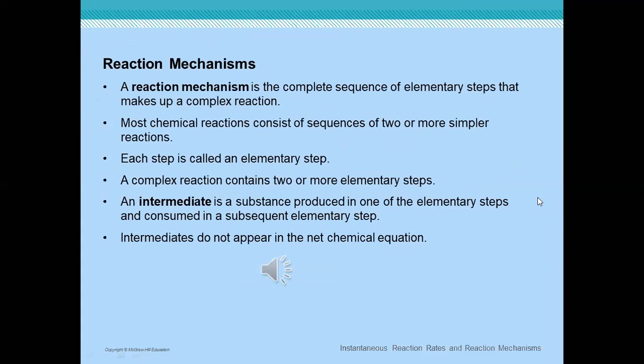Reaction mechanisms. A reaction mechanism is the complete sequence of elementary steps that makes up a complex reaction. Most chemical reactions consist of sequences of two or more simpler reactions. Each step is called an elementary step. A complex reaction contains two or more elementary steps. An intermediate is a substance produced in one of the elementary steps and consumed in a subsequent elementary step. Intermediates do not appear in the net chemical equation. Okay, understand this? So it's called a reaction mechanism. A reaction mechanism shows the complete sequence of elementary steps that makes up a complex reaction.